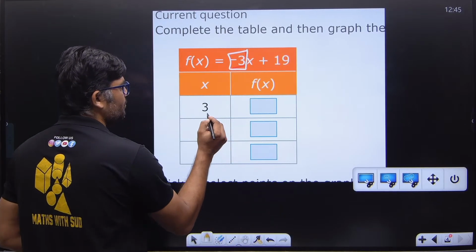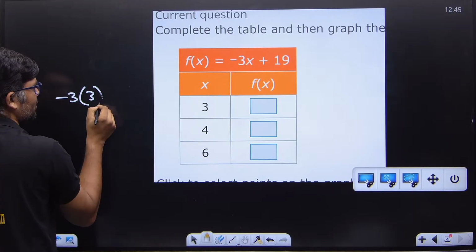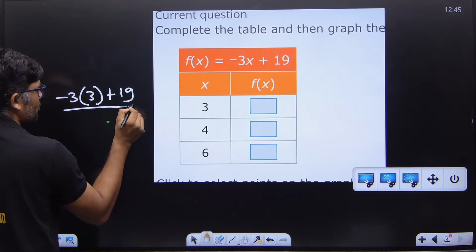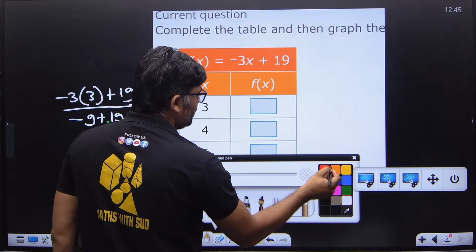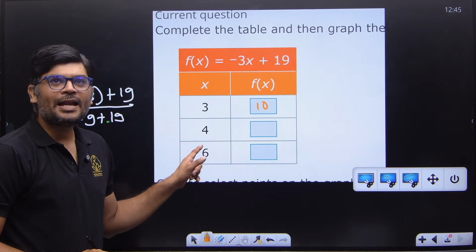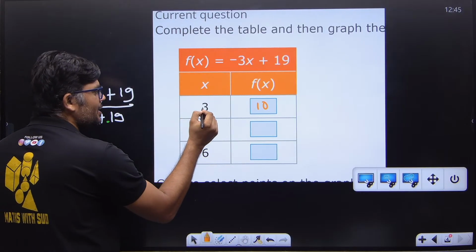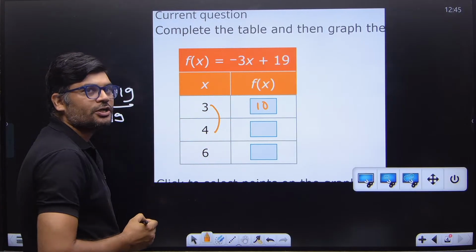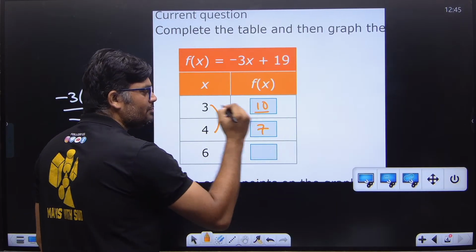Now see this question. The first question is very easy. You have to just replace x by 3 and find the value. So this is going to be minus 9 plus 19, which is going to be plus 10. Second value, I don't need to put 4 here. I can see that if the graph is going 1 unit towards the right, the graph is reducing by 3 units. So this will be 7.